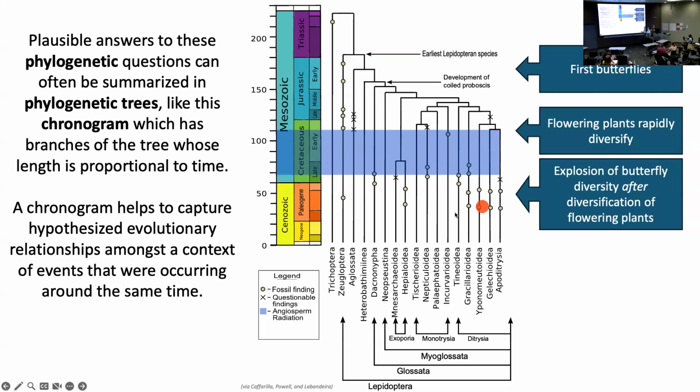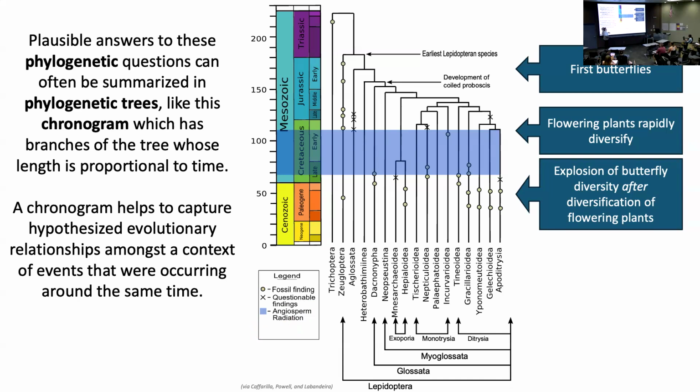In this particular case, if we look down here at this legend, it says the blue is angiosperm radiation. Does anybody know what an angiosperm is? Yeah, flowering plant, that's right. That's a fancy name for flowering plant.